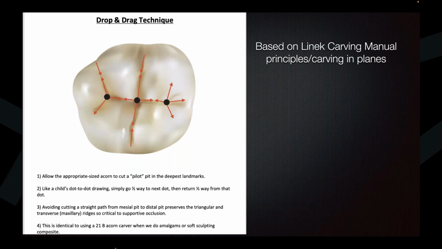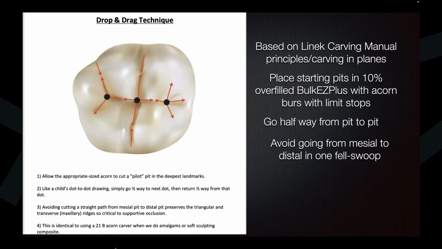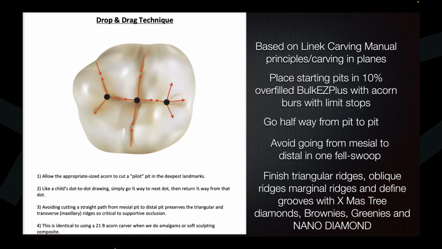This is all I gave the students when we did our first selective on this. It's based on the Linux carving manual, because what we're doing here is carving in planes. So you place those starting pits in 10% overfilled bulk fill with the acorn burrs with the limit stops. You go halfway from pit to pit and avoid going from mesial to distal in one fell swoop, because that'll just create a trench. But then you finish those triangular ridges, the oblique ridges, marginal ridges, to find the grooves with this Christmas tree.